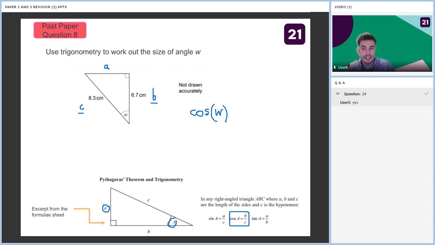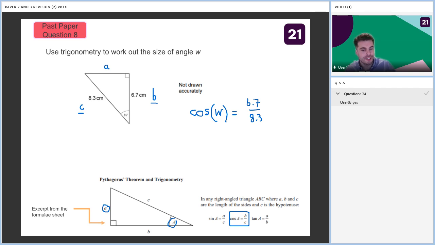So we're going to leave that as the W. We're going to convert that over to the letter that they've used in the question. And then I can just replace the B in the formula by my length B, which is 6.7. And I can replace the C in the formula by my length C, which is 8.3.